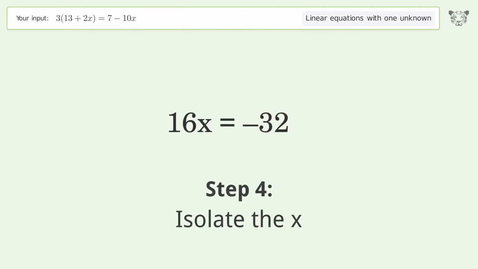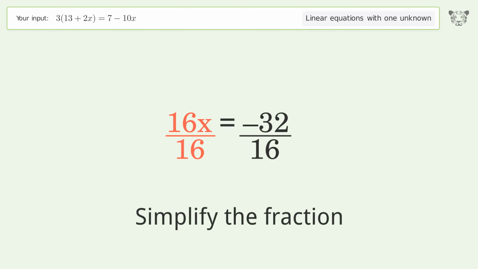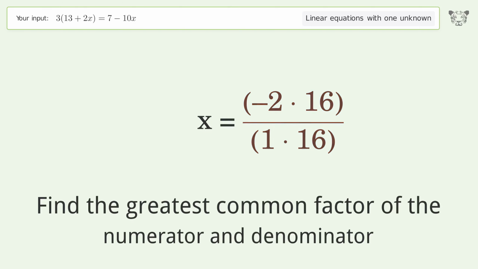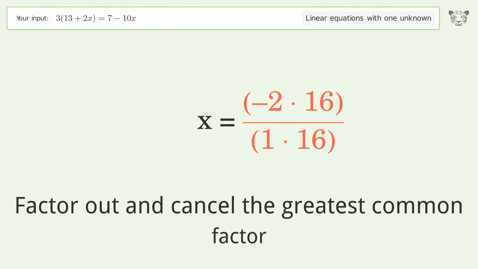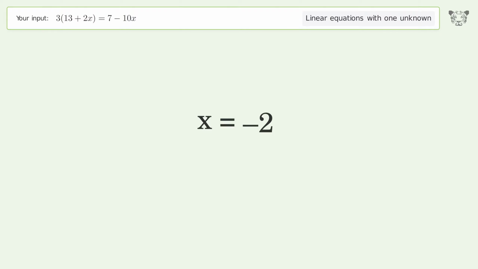Isolate the x. Divide both sides by 16. Simplify the fraction. Find the greatest common factor of the numerator and denominator. Factor out and cancel the greatest common factor. And so the final result is x equals -2.